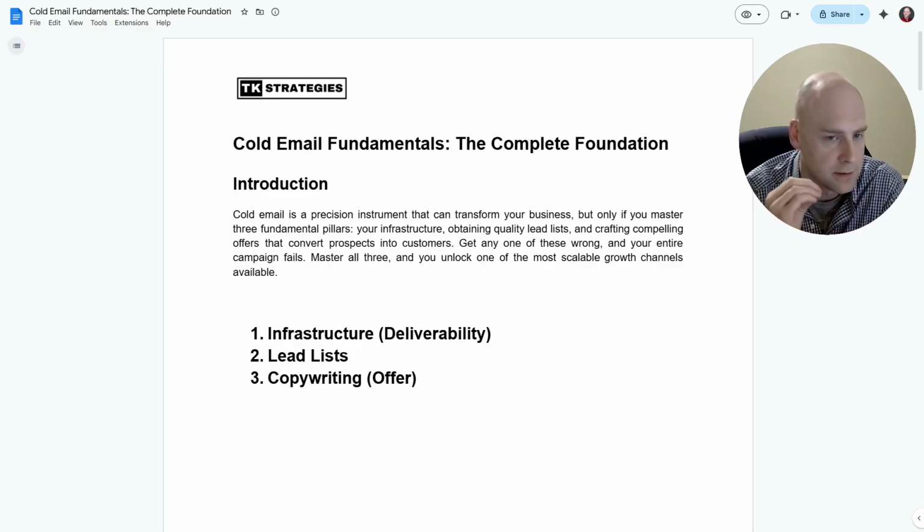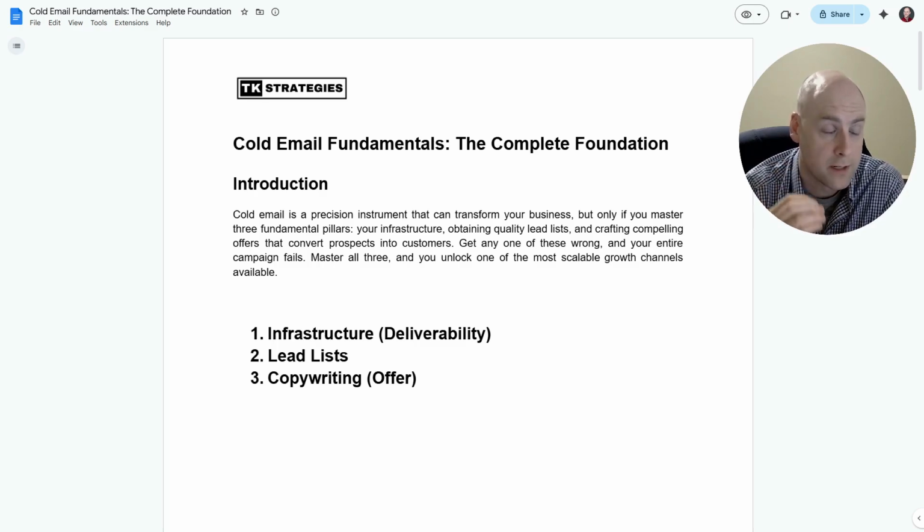The second pillar is generating good quality, high quality lead lists. So these are the people that you're going to reach out to. This is essentially the list of emails that you're going to send your cold emails to. And then finally, your copywriting, or essentially your offer. It's basically what you're putting in your cold emails. So those are the three main pillars for successful cold email.